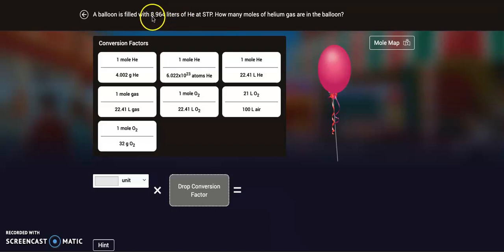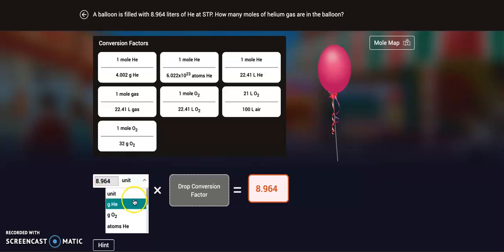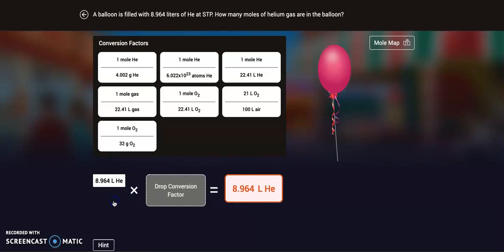So here we have 8.964 liters of helium. I'm going to type that number here, and I'm going to click the unit. They said liters of helium. Liters is written with a capital L. Now I want to find the conversion factor. We want to go from liters to moles, so I want to make sure that my conversion factor has both those units. This one has moles of helium and grams. We don't want to change it to grams, so we can go ahead and move on to the next one.